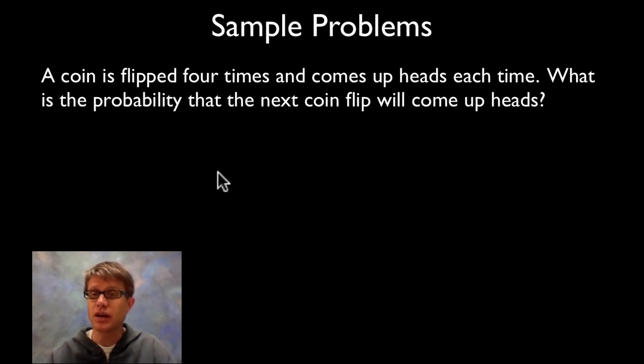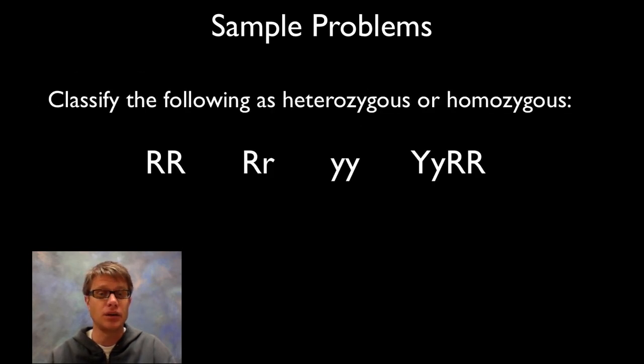So a coin is flipped 4 times, comes up heads each time. What's the probability the next coin flip will come up heads? Right answer should be 1 in 2, or half of the time. So basically what I'm getting at here is all these earlier events aren't going to affect the next event. Let's go a little easier.